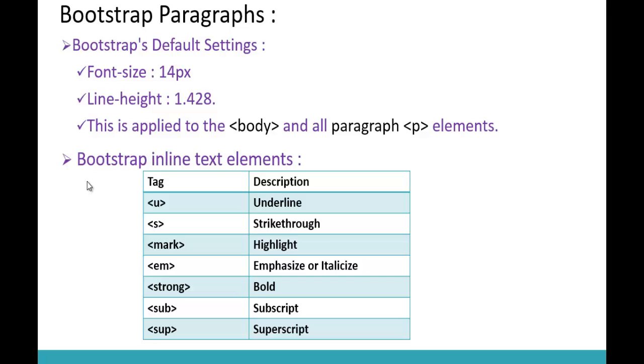Coming to the next part, Bootstrap inline text elements. We have some tags present here: u tag, s tag, mark, em, strong, sub, and sup. What do all these tags stand for? This tag stands for underline, this is for strike through, highlight, this is for emphasize, strong for bold, sub stands for subscript, and sup stands for superscript. And why do we need these tags? They have their own importance. Let us see the usage of these tags.